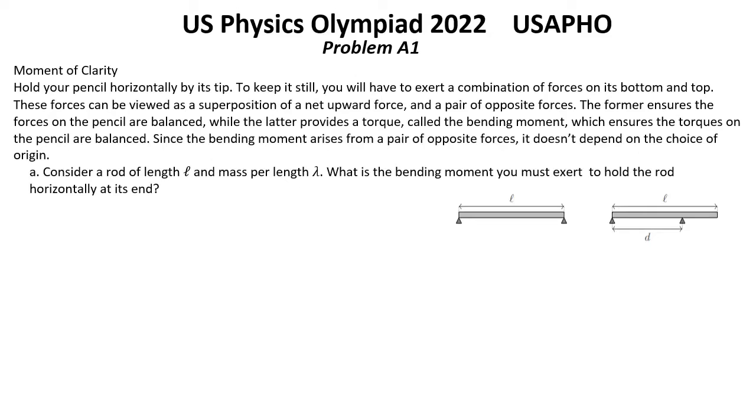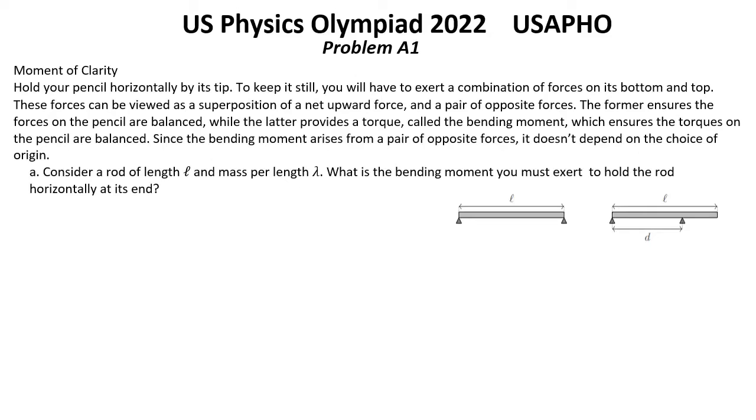Solution for problem A1. Solution for question A. Consider a rod of length L and mass per length lambda. What is the bending moment you must exert to hold the rod horizontally at its end?